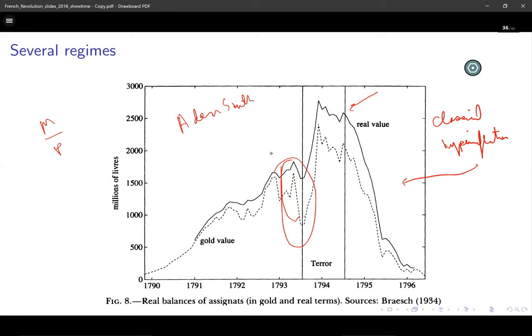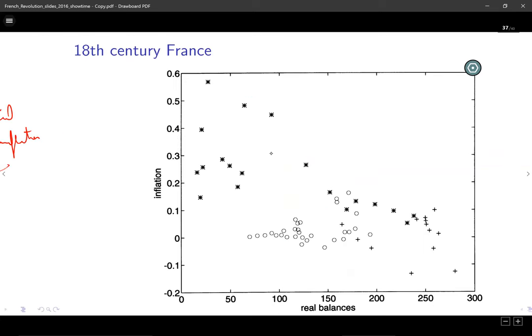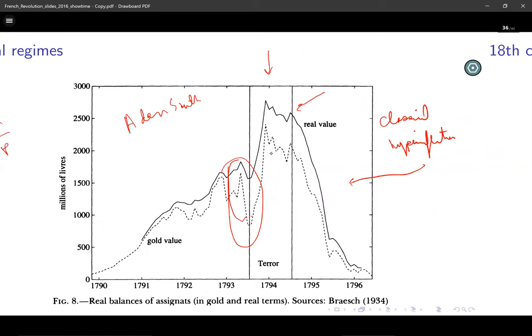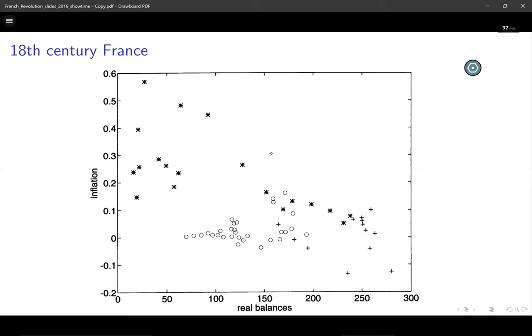There are other examples of this, from hyperinflation in Germany, hyperinflation in Austria. This is the period of the terror. They did things to shift the demand for money. So if we draw some pictures here, here's what's going on. These red dots here, I draw this during the period of the real bills experiment. It kind of looks like this.